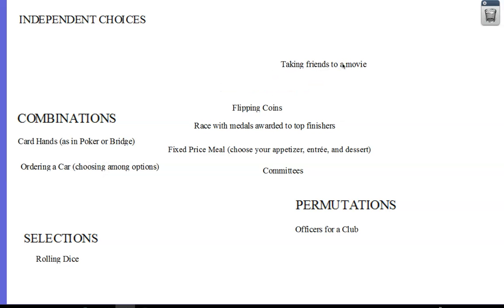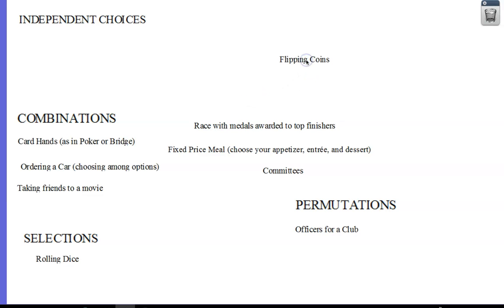Taking friends to a movie. If you're taking friends to a movie, in theory, it doesn't matter the order you pick them. It just matters which friends you choose. So this should be a combination. Now, for some of you, who you call first might matter. So maybe you would say permutation, but technically it's a combination.